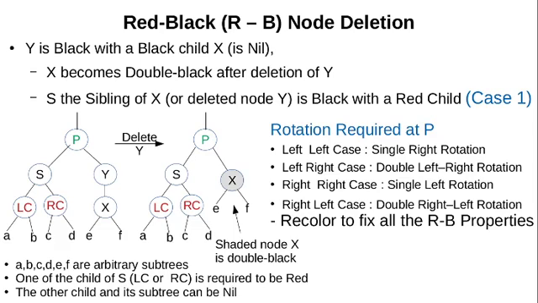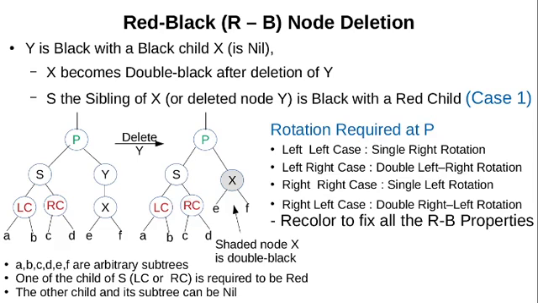We aim to change the color of X to black without violating any red-black tree properties. In this case, the sibling of X, that is the sibling of deleted node Y, is black and it has a red child. Let the black sibling of X be S. The left and right children of S are named LC and RC respectively. In this case, at least one of these is red.